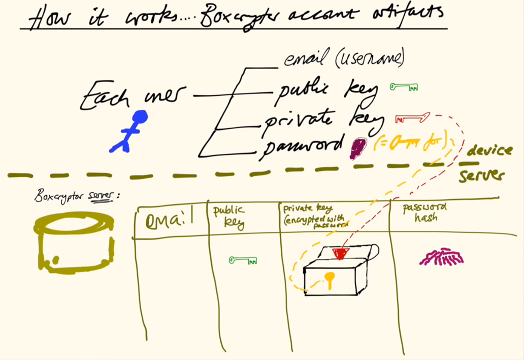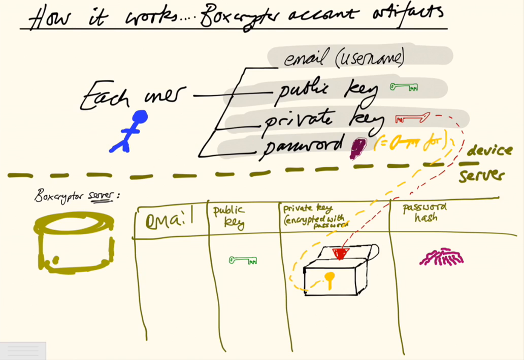So hope you guys are still with me. We'll move on to the actual artifacts which are assigned to a user when you sign up for a Boxcryptor account. Apologies, I really need to make the distinction clear. When you sign up for a Boxcryptor account, you're going to get 4 things, right? You're going to get a username, which in this case is your email address when you register. You're going to get a public key, a private key, and a password.